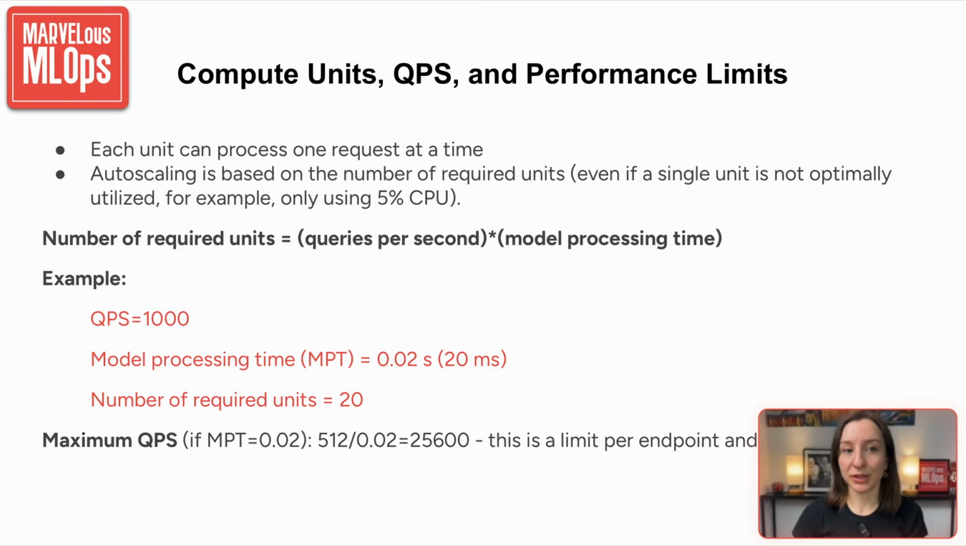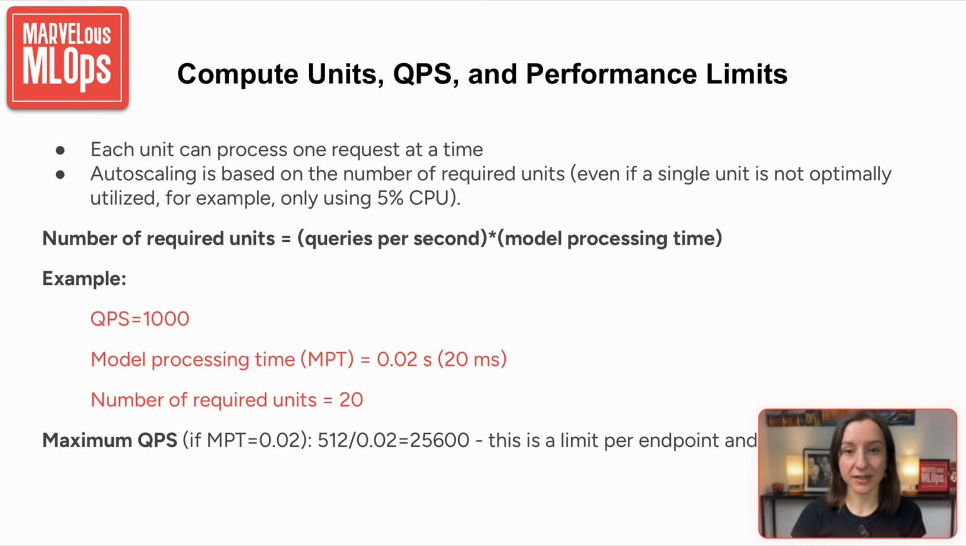Let's look at some compute units and performance limits. Each compute unit in Databricks Serverless Serving can handle one request at a time. So if you receive multiple concurrent requests, multiple units will be needed, even if each unit is underutilized in terms of CPU or memory. Databricks uses auto-scaling based on unit demands, not based on CPU or RAM usage. This means even if a unit is only used, let's say, 5% of its CPU, Databricks may still scale up if more concurrent requests are coming in.